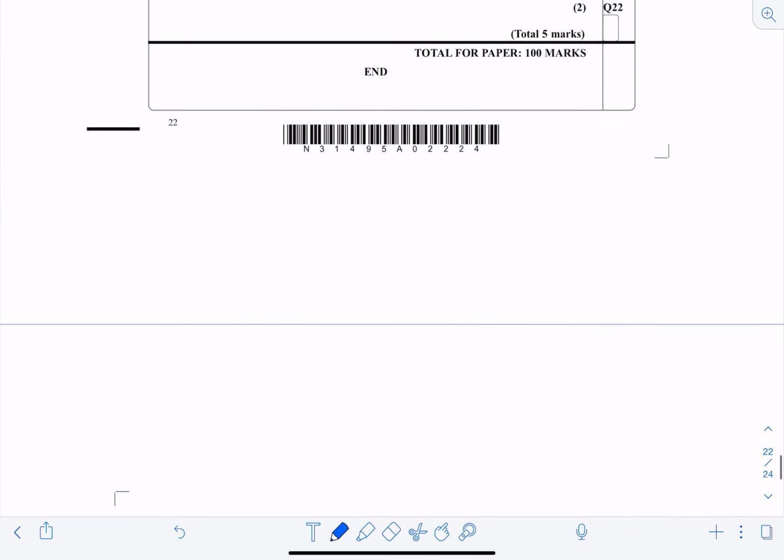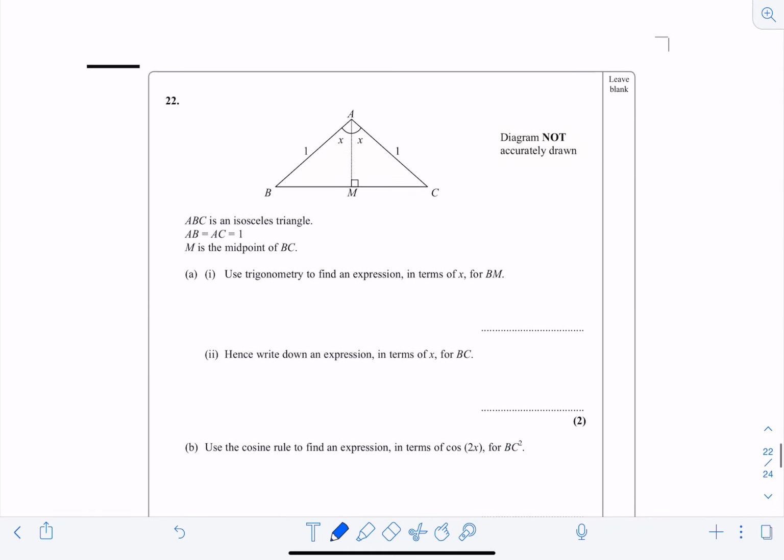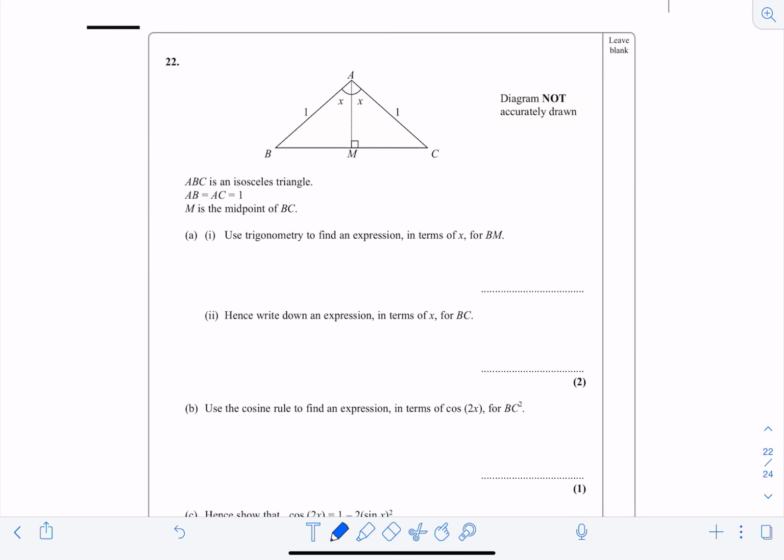Last but not least, question 22. ABC is an isosceles triangle. AB equals AC equals 1. M is the midpoint. Okay. Use trigonometry to find an expression in terms of x for BM. Okay. Well, BM there is going to be our sine, because I know that's a right angle there as well.